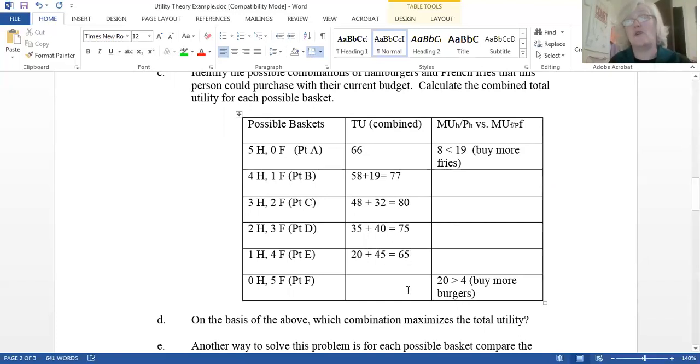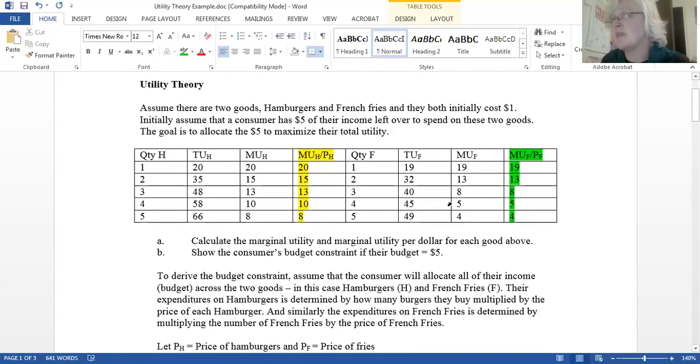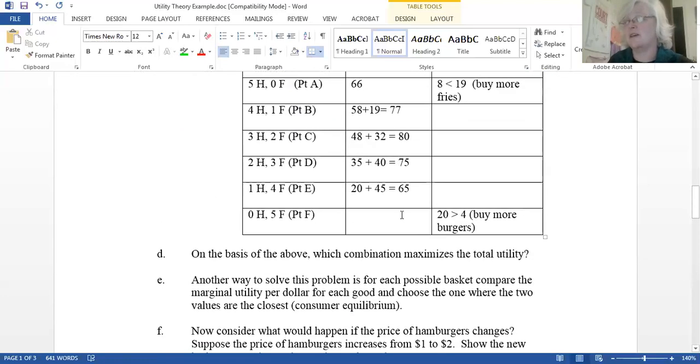And now we're going the other direction. My total utility is falling. So clearly you can see then that 80 is going to be the best, but let's just see. 5 French fries, represented by point F here. 5 French fries is only 49 udals.